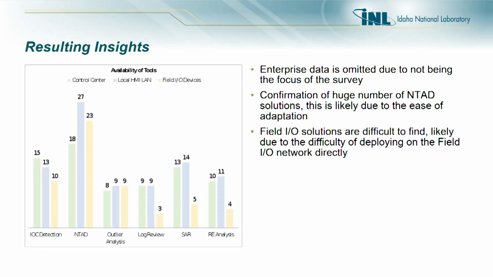So here are some of the resulting insights that we gained. Each purpose is in order from IOC detection to RE analysis, and each bar on the graph is in zone order from control center, local HMI, to field IO devices. One thing that's important to note is we eliminated enterprise at this point because that's not something we're really interested in. And so analyzing the rest of the data, we did confirm that there are a huge number of network traffic anomaly detection systems currently available.